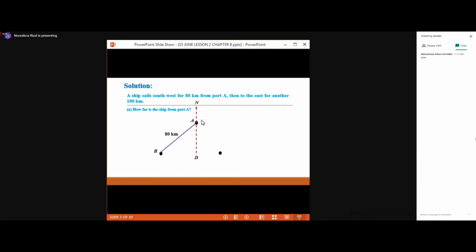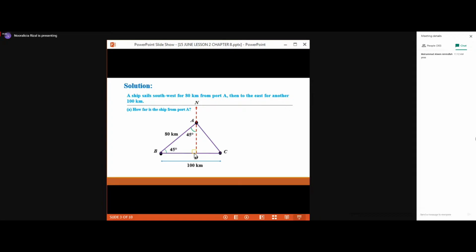Then I say it's from port A. So you have your north line at port A. So you move 80 kilometers. So now the next sentence says then to the east for another 100 kilometers. So east is exactly to your right hand side. It's straight right hand side. It's no slanting to anywhere. So straight right hand side.